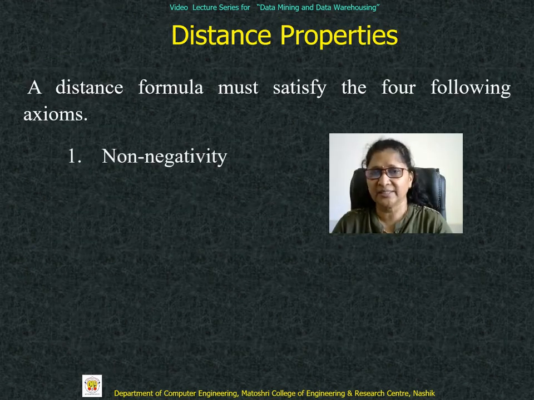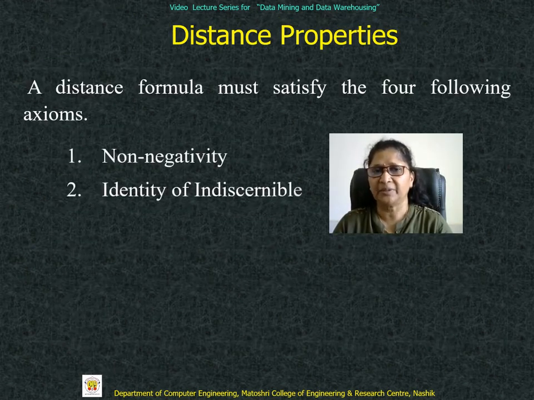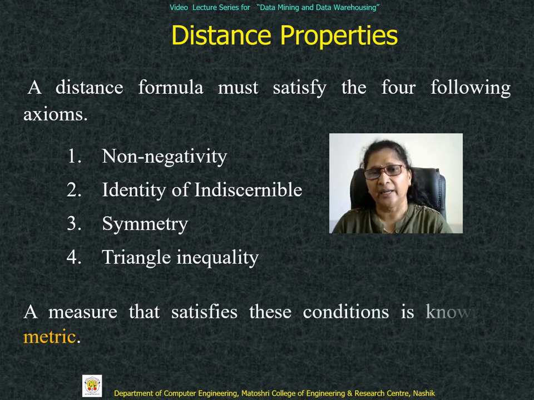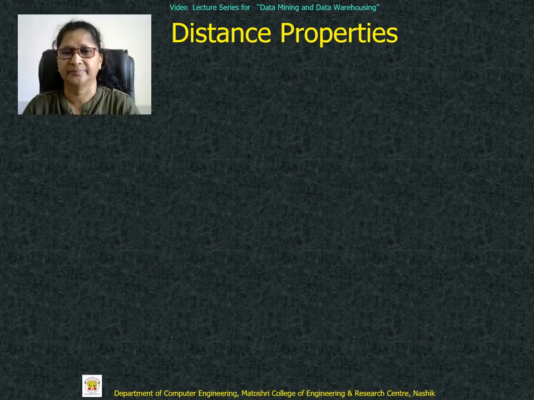So we just discussed that there is a very thin line between dissimilarity and distance. A special case of dissimilarity is distance, and any dissimilarity measure is said to be a distance if it satisfies these four properties: non-negativity, identity of indiscernibility, symmetry, and triangular inequality. A measure that satisfies these conditions is referred to as a metric. Let's see these properties one by one.